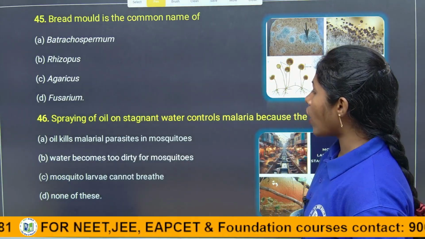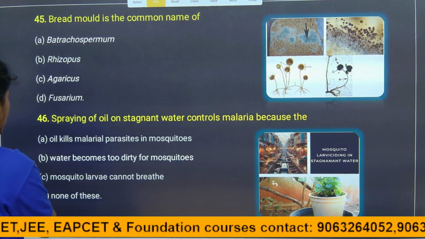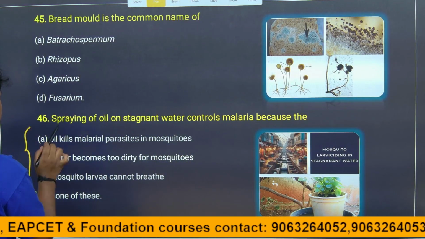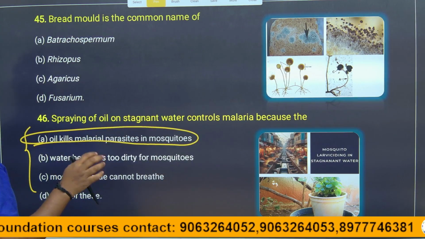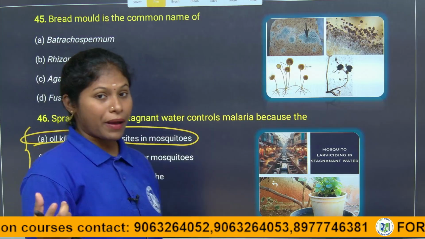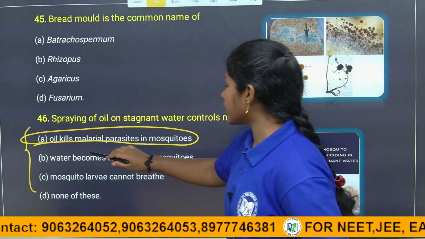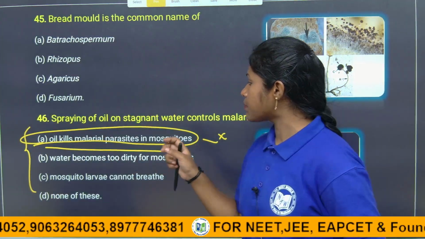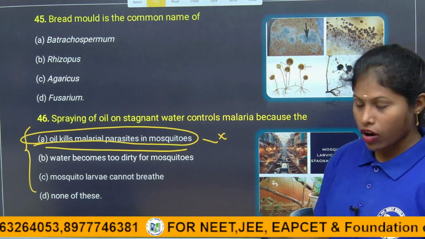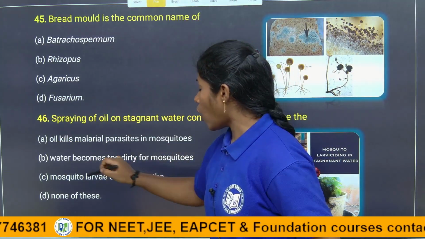This is how we are controlling malaria. So they are asking, does oil kill malaria parasite in mosquitoes? No. Oil does not kill malaria parasites present in the stagnant water, right? So the option is totally wrong, children, because oil killing malaria parasites in the mosquitoes is totally wrong. And coming to the B option, children, what will oil do?